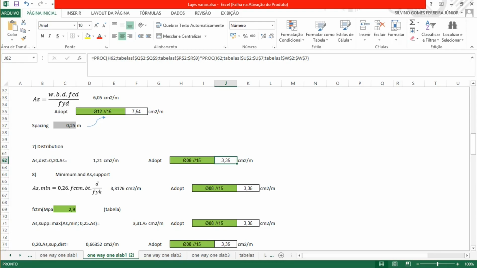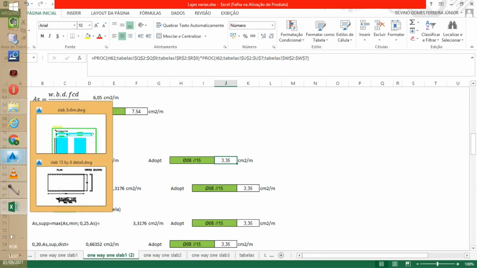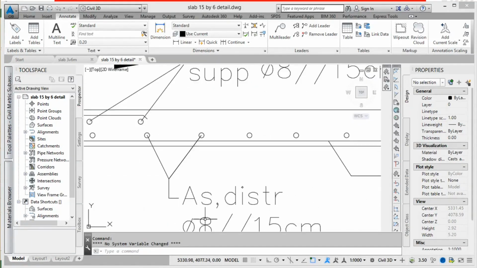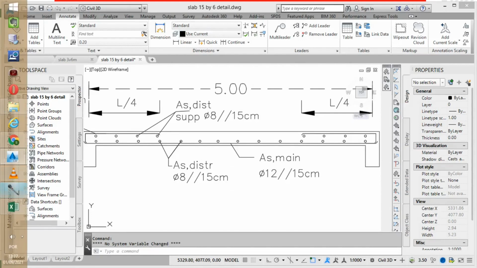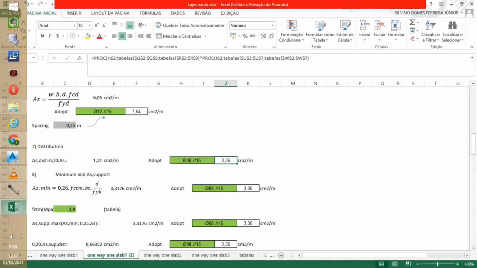Then we have this main reinforcement and distribution reinforcement on the bottom of the slab. That is here, so you're going to see it here. This is in the 5 meter span, 12 of, and for distribution diameter of 8 spaced by 15.